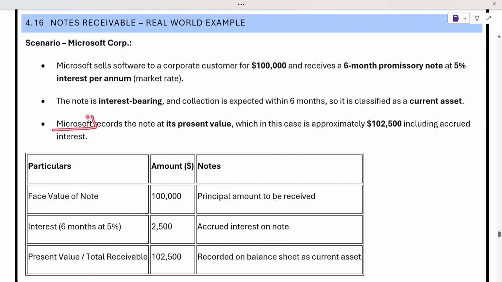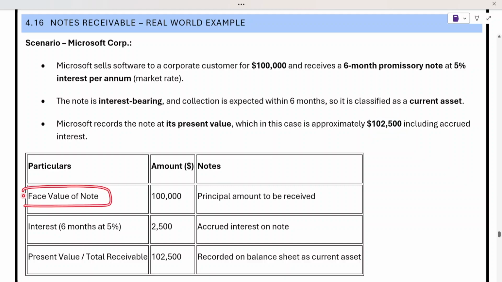Now Microsoft records the note at its present value, which in this case is approximately $102,500, including accrued interest. So Microsoft will record this at $102,500. Then how is this $2,500 being calculated? So let's go and see this.